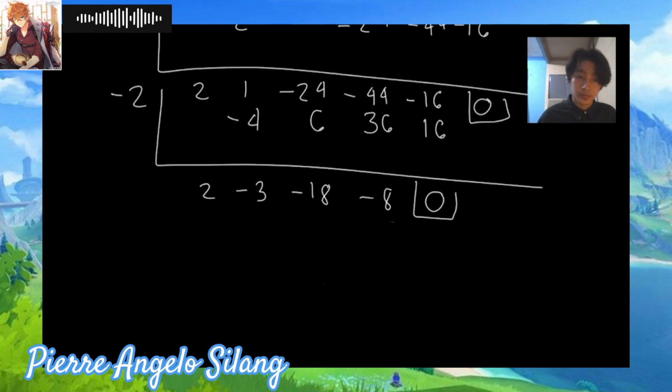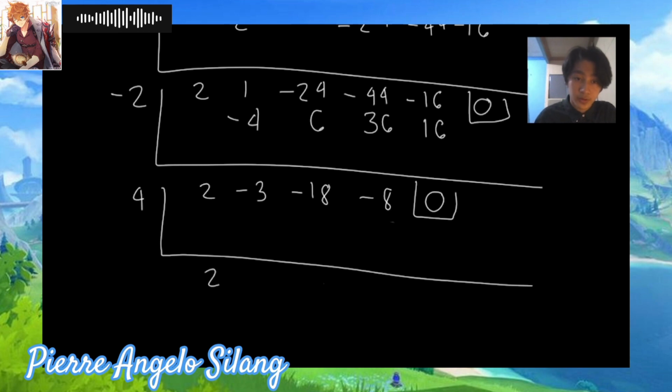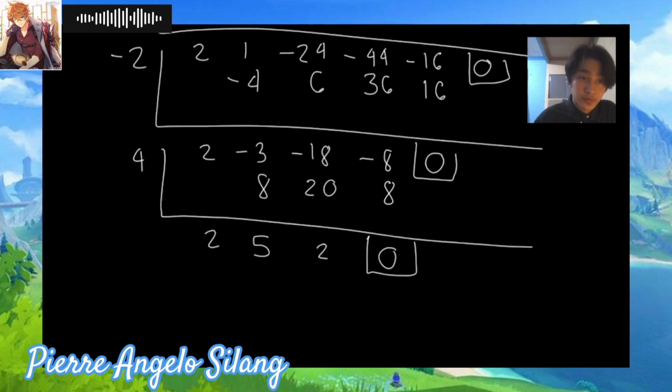Let's try positive 4. Bring down 2. 2 times 4 is 8. Negative 3 plus 8 is 5. 5 times 4 is 20. Negative 18 plus 20 is 2. 2 times 4 is 8. Negative 8 plus 8 is 0. Therefore, 4 is a zero of p of x.